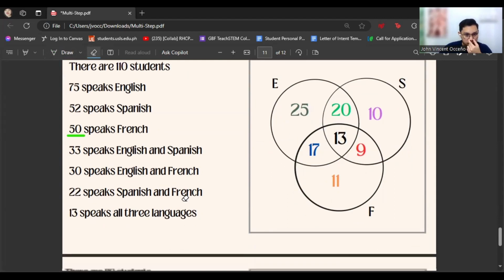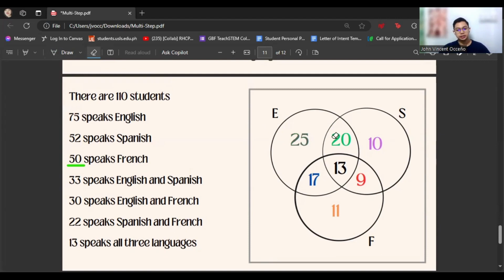Now we have another one here. Since there are 110 students, if we add everything in the Venn diagram, we get an answer of 105. So where do we place those 5 students? We can conclude that those 5 students are the students who do not speak any of English, Spanish, or French. We place the 5 outside. Just subtract 110 by 105.